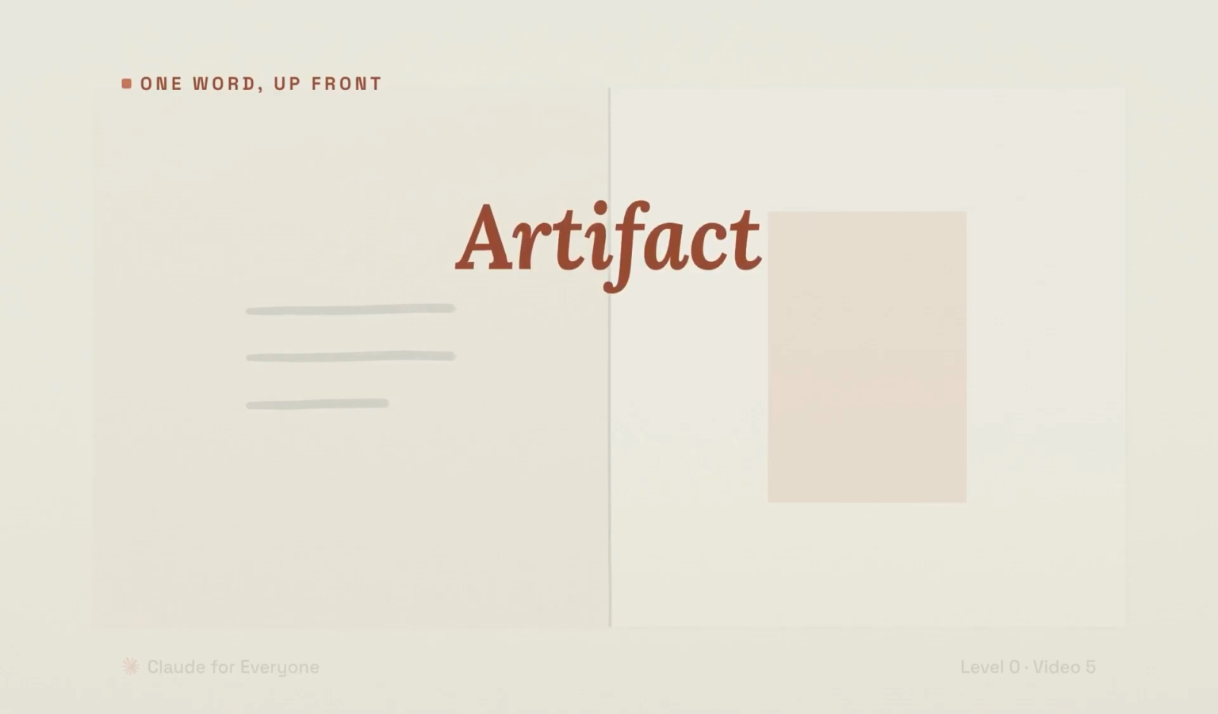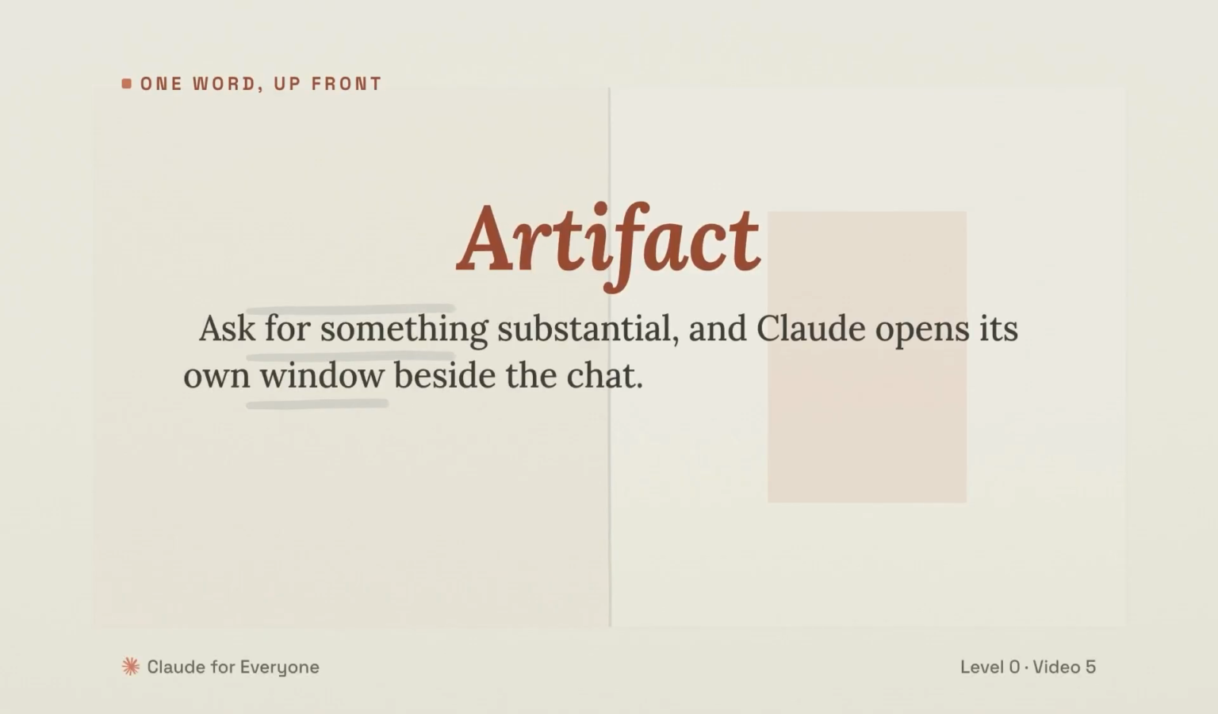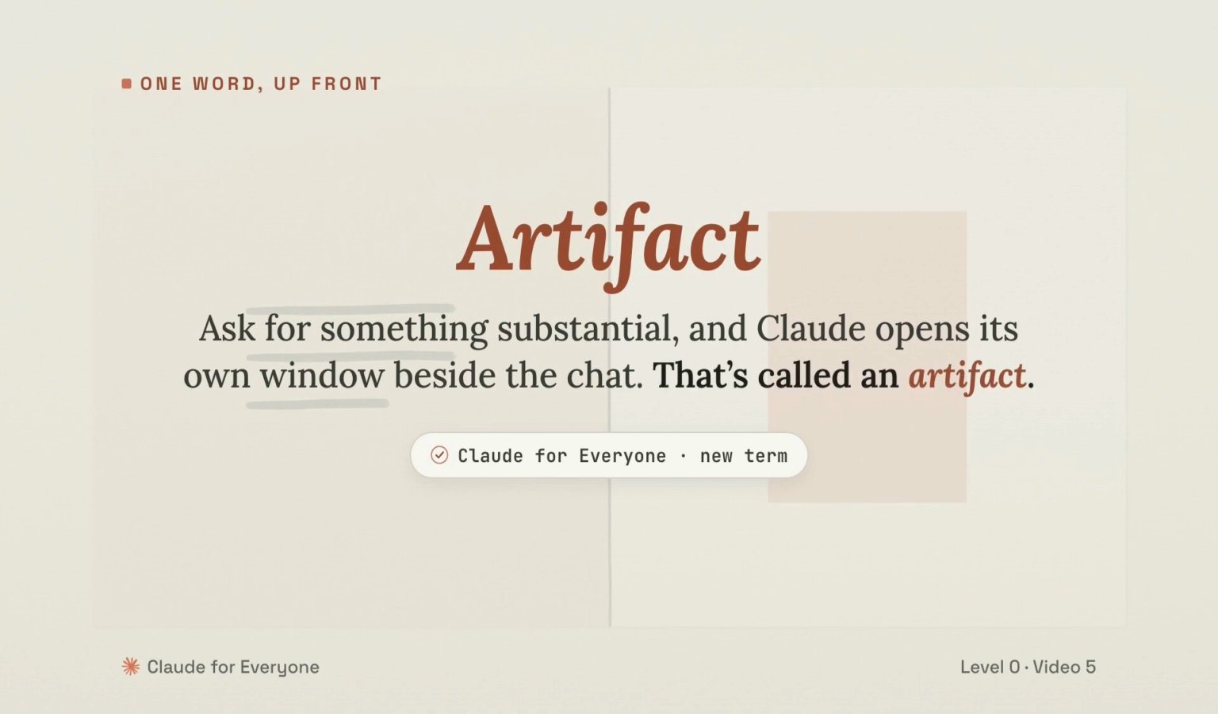One word up front. Ask for something substantial, a document, a web page, a working mini app. Claude puts it in its own window beside the chat, where it can be edited, versioned, downloaded, and shared instead of scrolling away into history. That separate window creation is called an artifact. The rest of today's words arrive when you can see them.